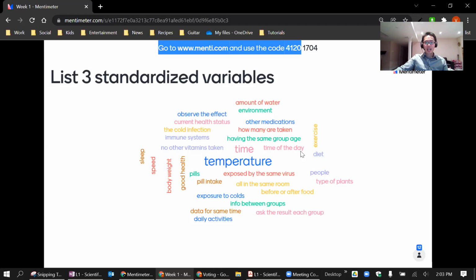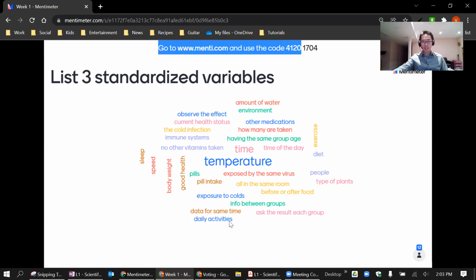And then I saw one like time of the day taking the pills. That actually is not a standardized variable, okay? For it to be a standardized variable, it has to be something that is applicable across all three groups. Remember, only the placebo and the experimental group are taking pills, right? The control group is not taking anything, okay? So you cannot control the time of the pill taken if they're not taking any pills, right? Okay, so for it to be a standardized variable, it must be applicable to all the groups.